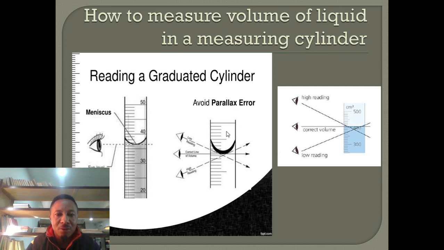Now, parallax error usually occurs when you look at it from a different angle. If you look at it from below, you have a low reading. If you look at it from above, you have a high reading. So you must look at it straight. Your line of sight must be in line with what you're reading, the scale mark you're reading, or the lower section of the meniscus.